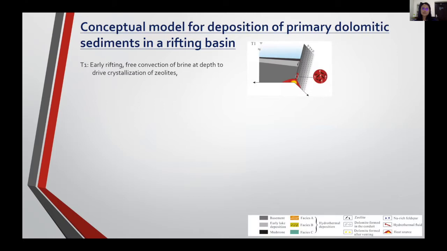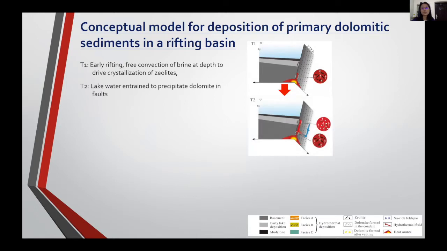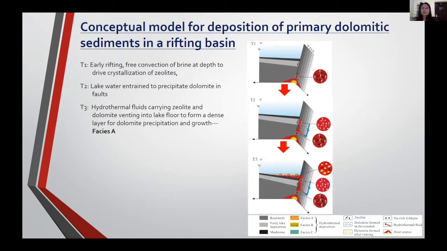During early rifting, free convection of high salinity hydrothermal brines drives crystallization of zeolite within the fault. When the fault opens, lake water is introduced into the freely convecting hydrothermal fluids, leading to nucleation of fine dolomite within the fault. The fault widens, allowing increased discharge of hydrothermal brines, which carry the fine dolomite and zeolite. Facies A formed in a dense hydrothermal fluid layer after venting, then deposited as laminae and bundles.